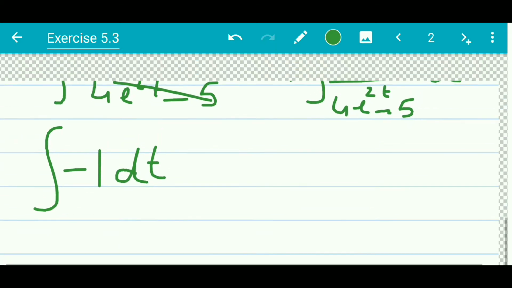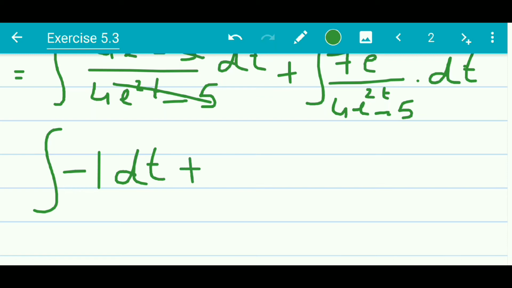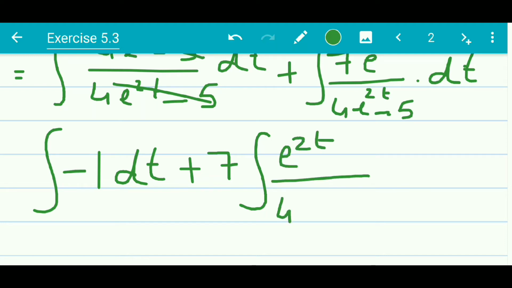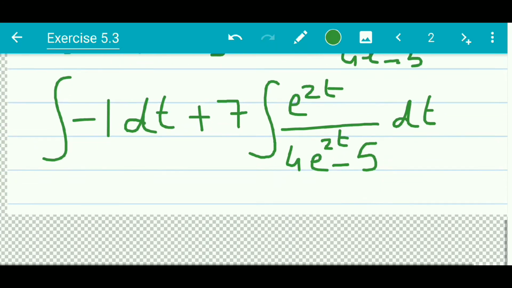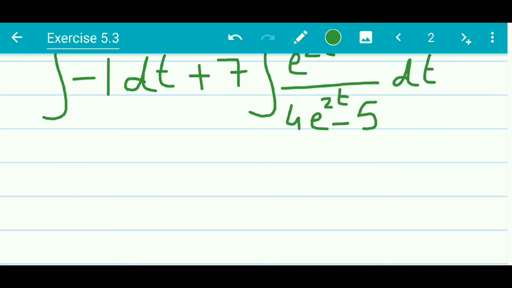Okay, and as of now the second term is written as it is till I tell you how to do it. At the most what we can do is we can write 7 outside the integral sign. So it becomes simpler. 7 comes outside the integral sign, e raised to twice of t upon 4 e raised to twice of t minus 5 dt. Now what we do is we let the first term remain as it is, or we can remove the integral of the first term. We can remove the answer for the first term.